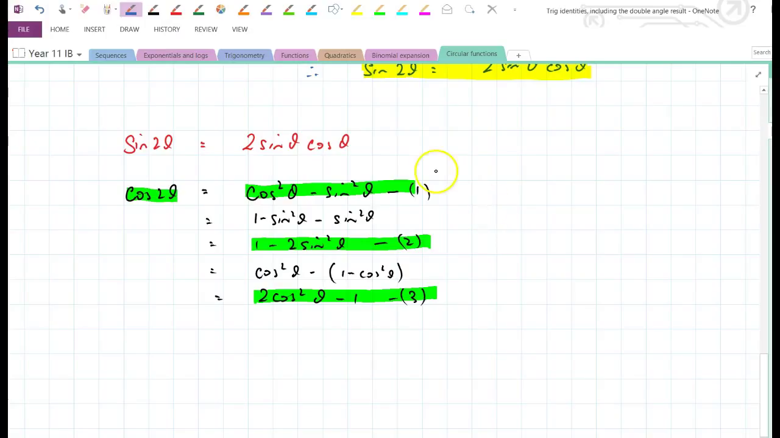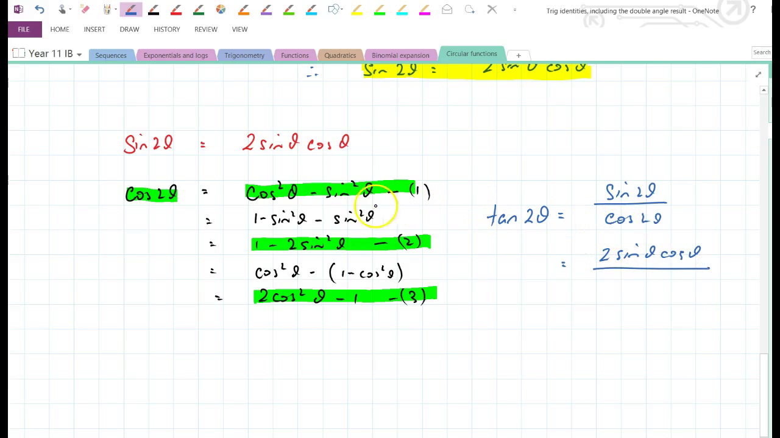So tan 2 theta, as you are no doubt aware, will equal sine 2 theta over cos 2 theta. Now let's just use the sine 2 theta result here. That's 2 sine theta cos theta over the cos 2 theta result. Let's go with the top one, cos squared theta minus sine squared theta. That's nice, but we can make it better by dividing all the way through by cos squared theta. I'm going to do that now.